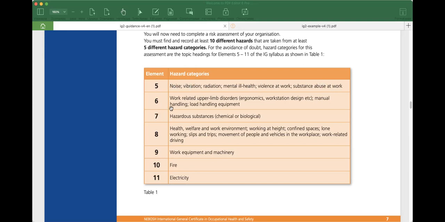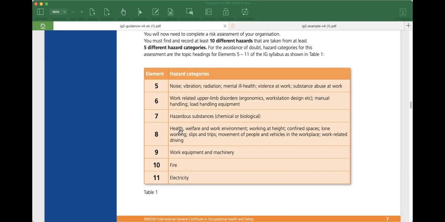While in element 6, work related upper limb disorders, ergonomics, workstation design, manual handling, load handling equipment, these are the hazard categories in element 6. While in element 7, hazardous substances, either chemical or biological, these are the hazard categories.